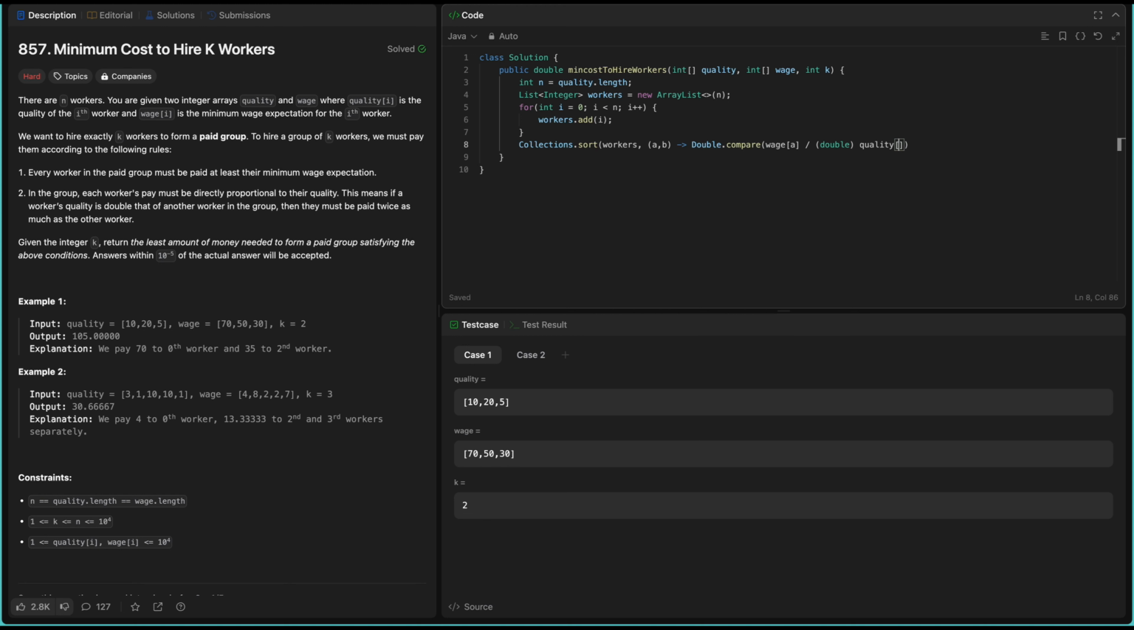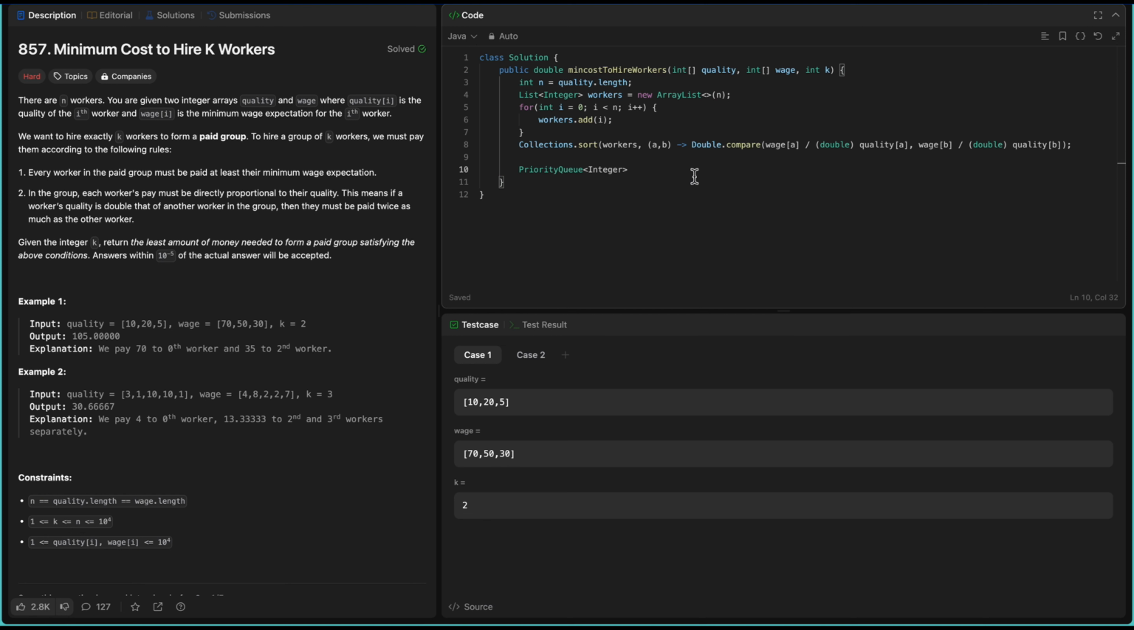So we can say wage of worker A. So this is one thing we have to compare, and similarly I have to do the same thing for worker B. So we will get wage of worker B and quality of worker B. So that's it. Now that we have sorted the array, let's create the max heap, and we can do it in Java using the priority queue class, right? And we are creating the max heap based on the quality of workers. So we get the worker with the maximum quality first when we are storing it in the heap.